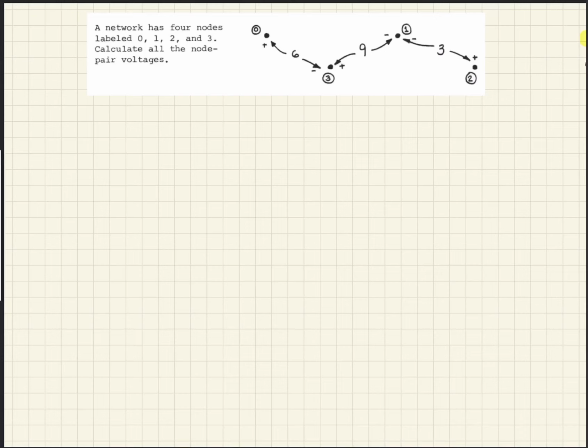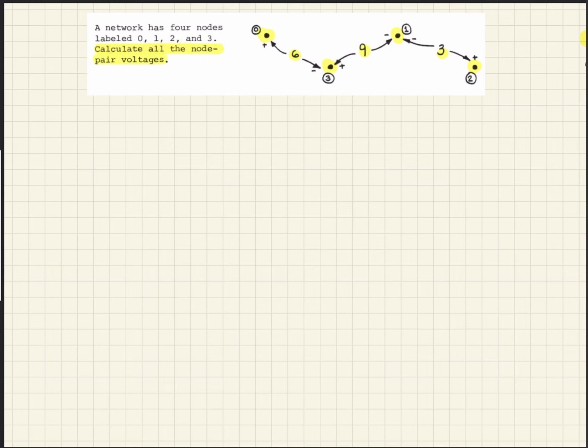So this is a simple exercise just demonstrating how we determine voltage relationships between nodes even when they're not directly connected, but may be connected through other nodes, and how we handle the voltages between them. So here you see we have four nodes, 0, 1, 2, and 3, and this is how they're connected, and then we're given some information about the voltage relationship between these. So they want us to determine the node pair voltages. So calculate the node pair voltages.